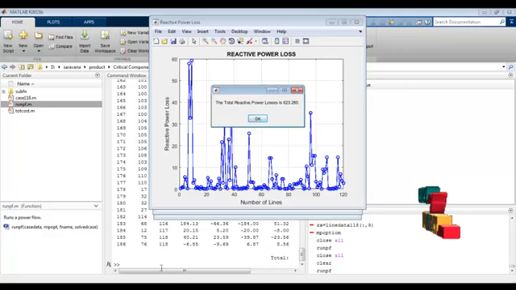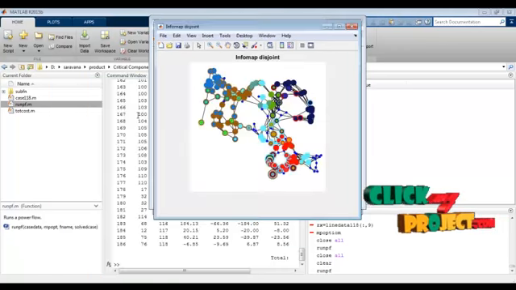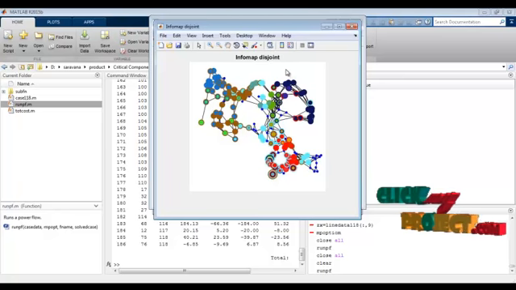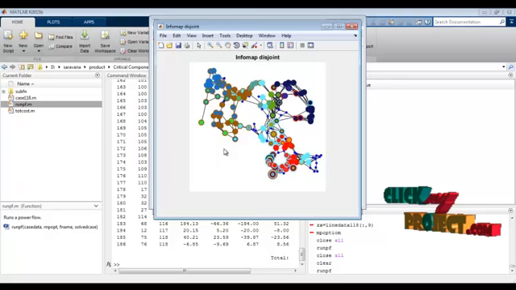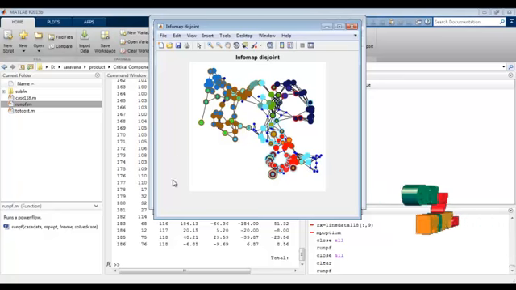Yeah, execution is completed, and next we can see our results. First, this is our infomap disjoint. This is our node system for the 118 bus system data, and every bus is connected from this node for these disjointed blocks.